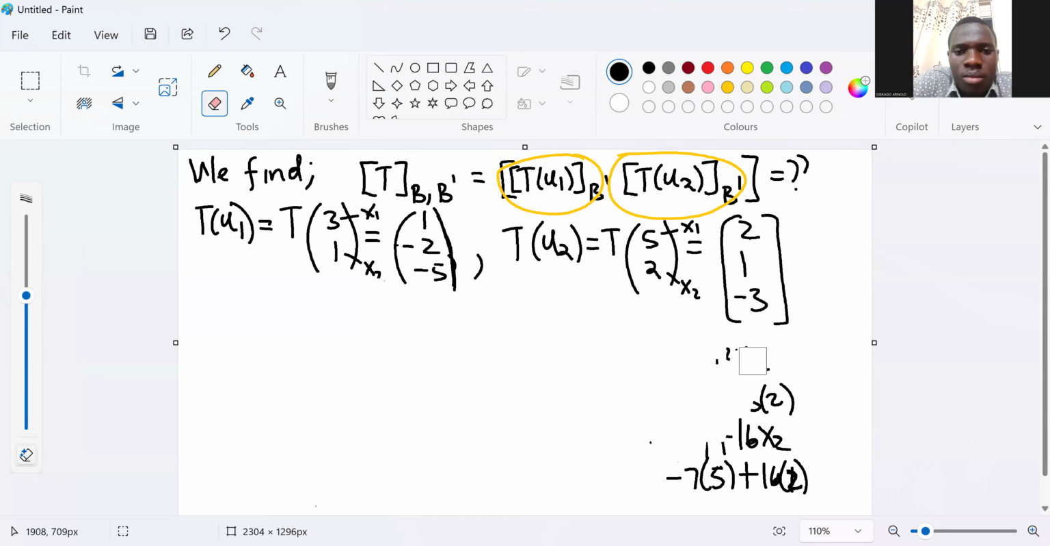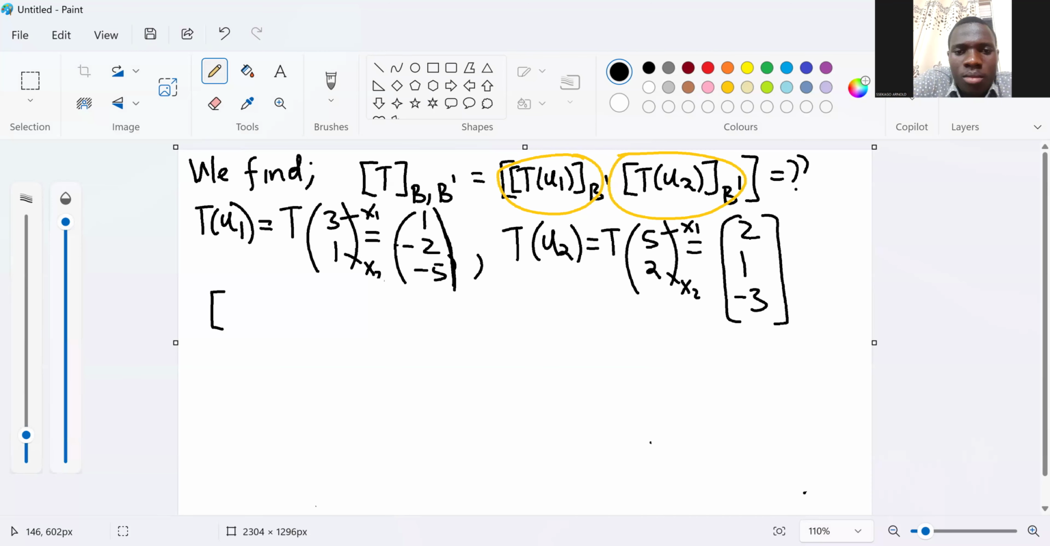So now I have my TU1 and my TU2. But these are not yet coordinate vectors. I just have TU1, but haven't yet established the coordinate vector of TU1 with respect to B prime, and also the coordinate vector of TU2 with respect to B prime. That's what I want to obtain.